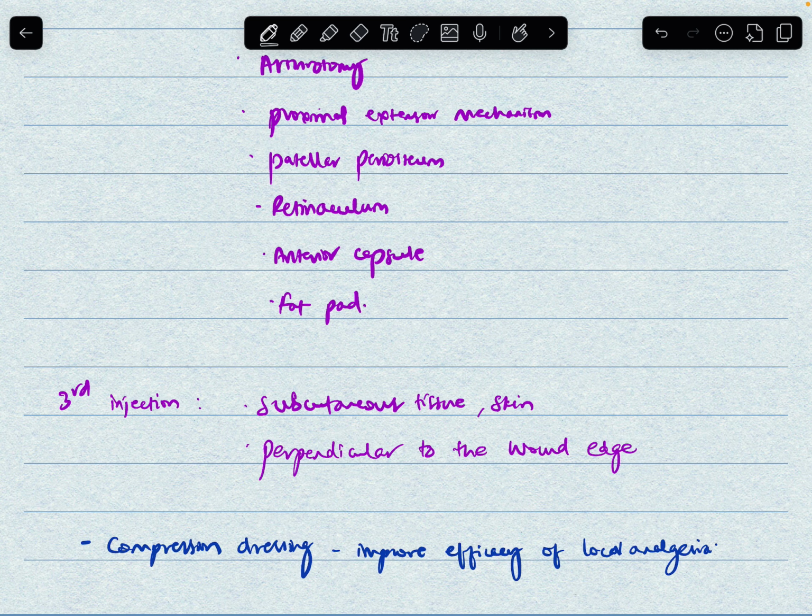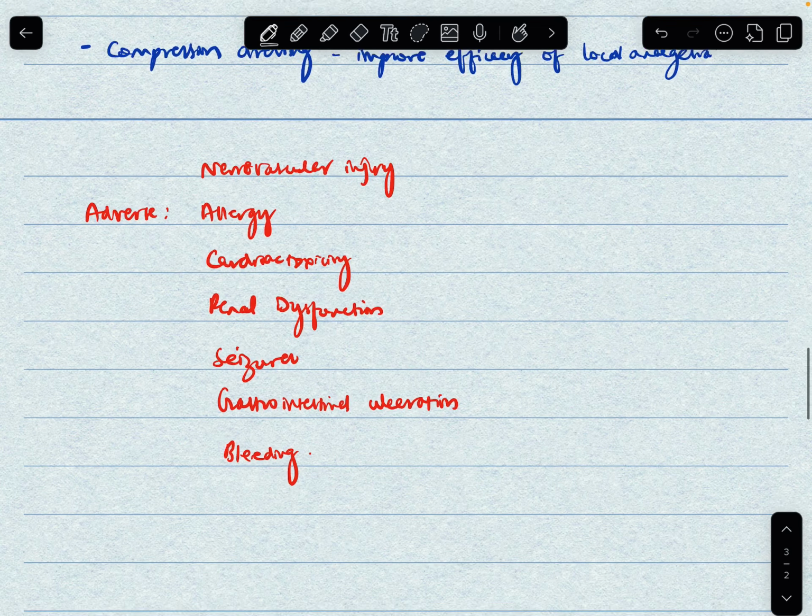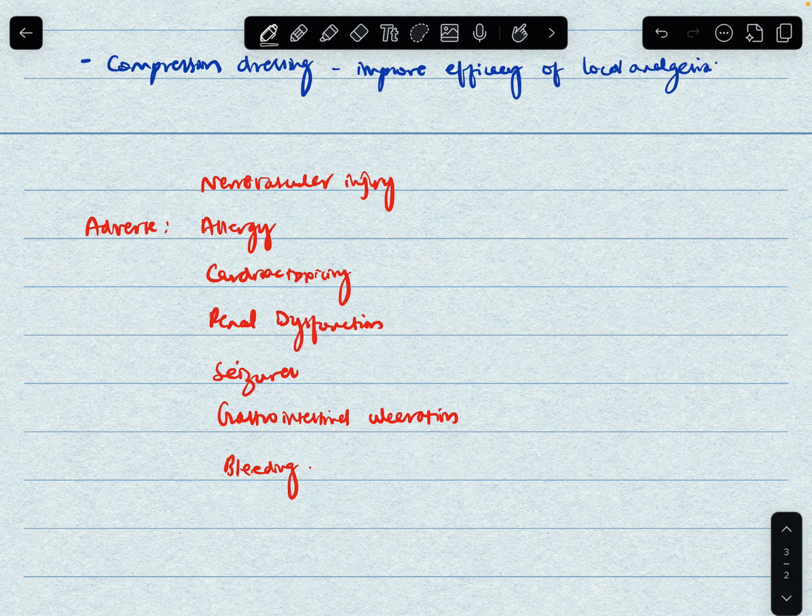And it is also found that compression dressing improves efficacy of the local anesthesia that has been injected. So far, the periarticular injections have been found to be effective.